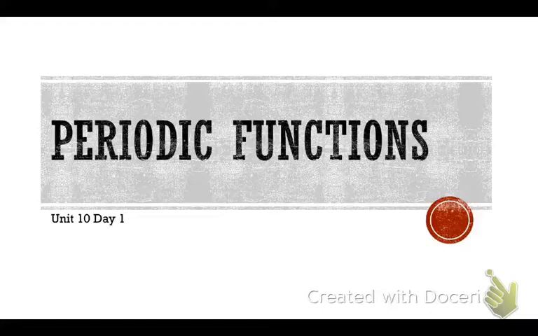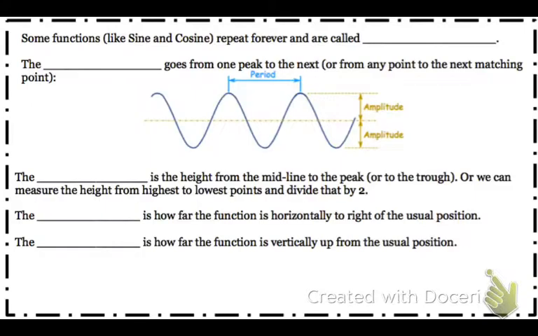Okay, periodic functions, unit 10, day 1. So, yeah, we'll just get into this. Some functions, like sine and cosine, repeat forever. They just oscillate forever in positive and negative directions. And these are called periodic functions.